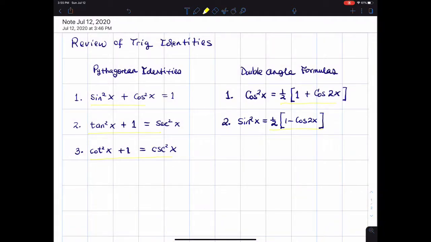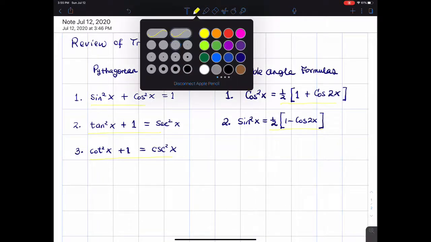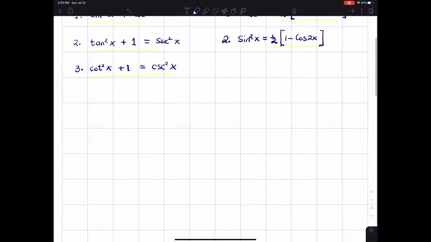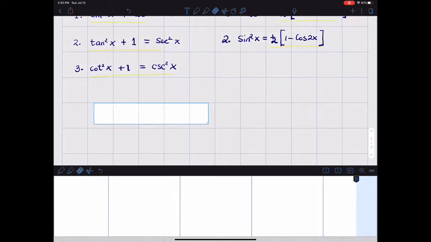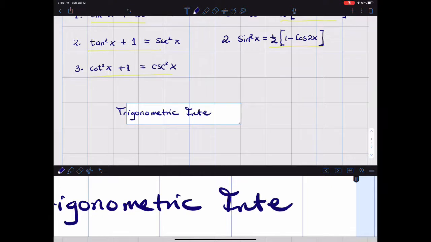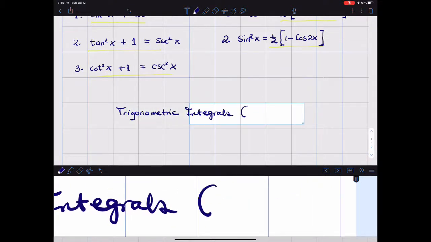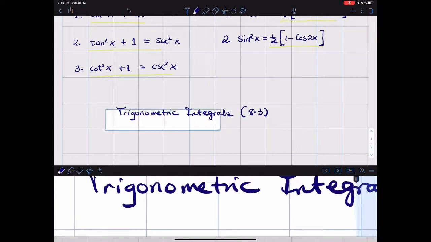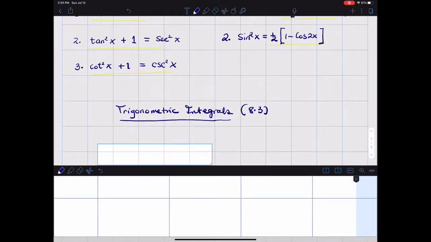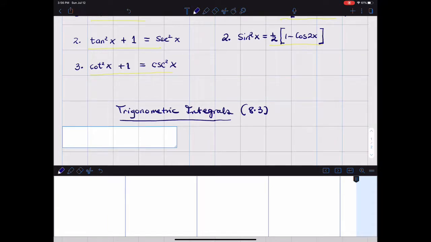These are trig identities that you probably saw in pre-calculus or in high school, but they're going to be very important for the kind of integration we're going to do in this section. These are called trigonometric integrals, or just trig integrals. This is from, I believe, section 8.3 of your textbook. Let's start with integrals involving sine and cosine.